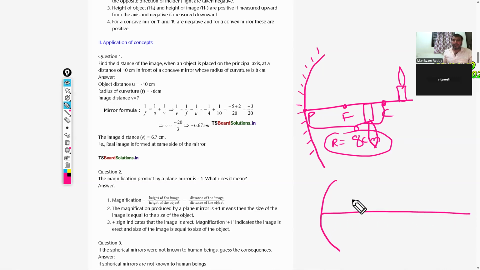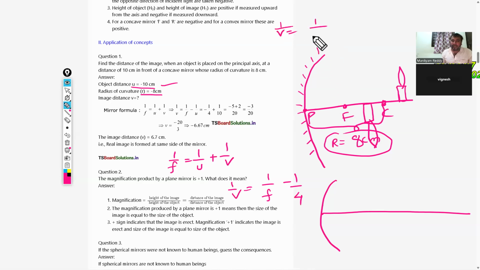Now, at that condition, radius of curvature R equal to minus 8 centimeter. Object distance u is equal to minus 10 centimeter. Now the mirror formula is 1 by f is equal to 1 by u plus 1 by v. We have to find 1 by v, so 1 by v is equal to 1 by f minus 1 by u. Focal length is also negative, minus 4.